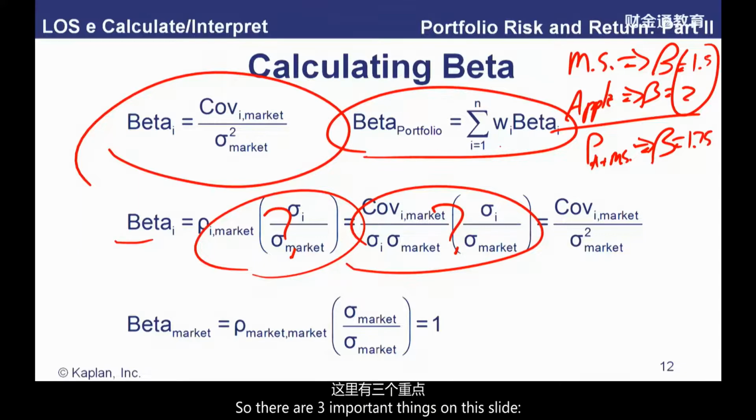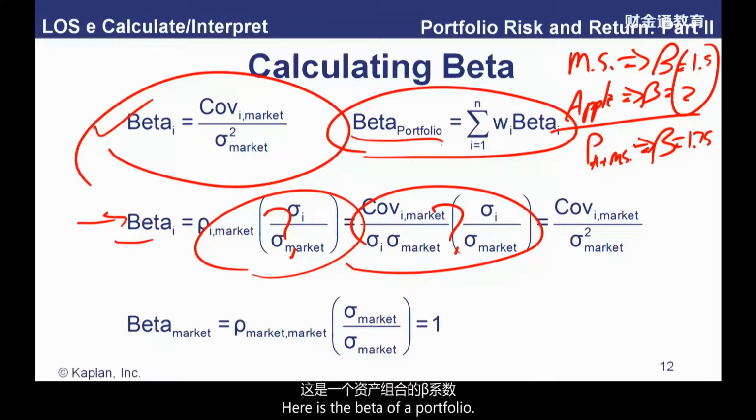So there's three important things on this slide. One, here's the formula for beta. Might need that on the exam. Covariance of the individual asset with the market over the variance of the market. Here's some alternative definitions for it. Here is the beta of a portfolio. And it's important to remember that, like return, which was just a linear combination of the assets.